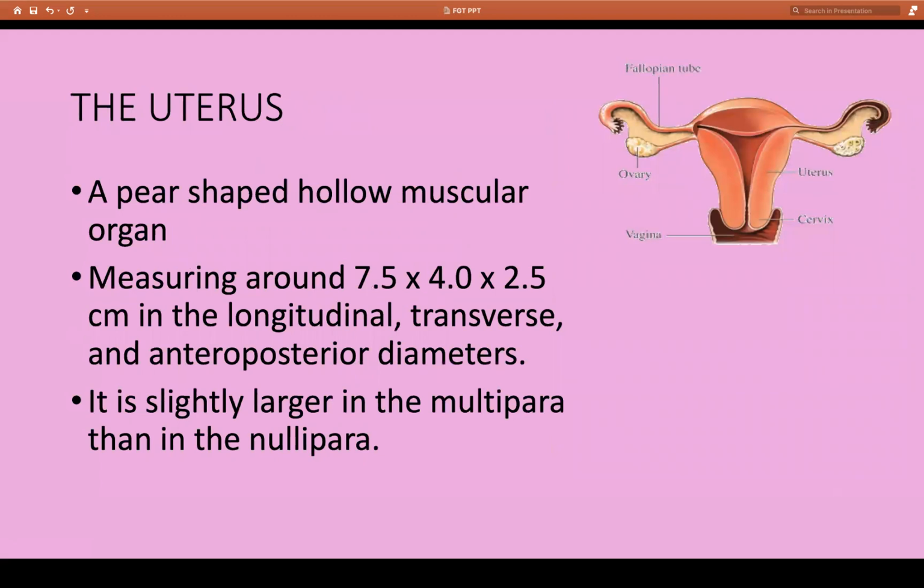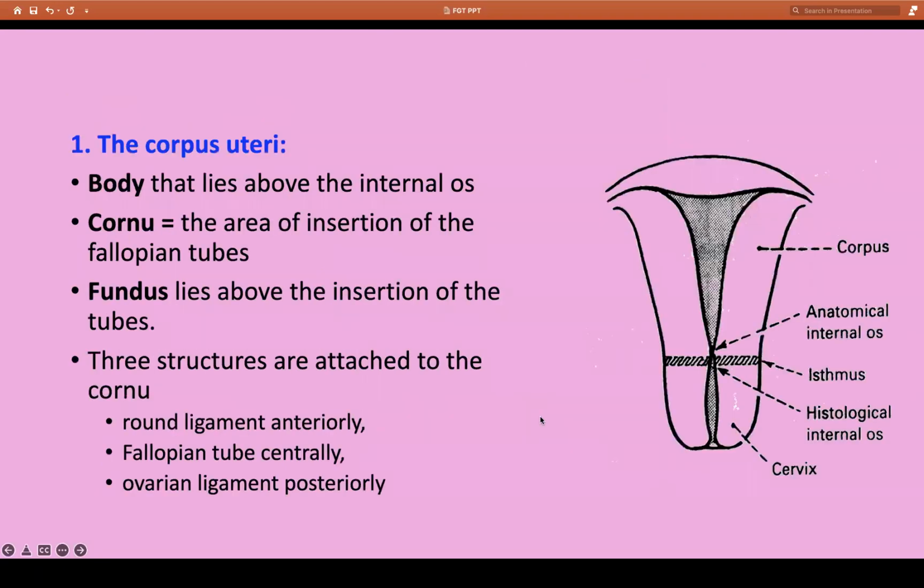Now come to the uterus. It's a pear-shaped muscular organ, 4 by 2 centimeters, usually anteflexed, sometimes a retroflexed uterus, slightly larger in a multiparous patient than a nulliparous one. It has different parts: the body, the two cornu, the fundus, and then the cervix.